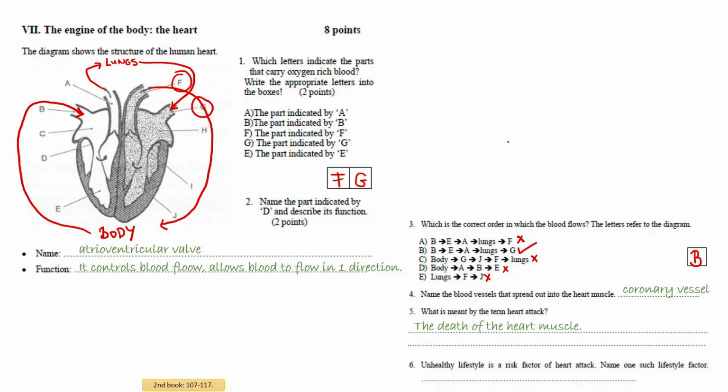Unhealthy lifestyle is a risk factor of heart attack. Name one such lifestyle factor. Now many things can be mentioned in here. I just mentioned smoking as one factor is needed, but if you check the key, you can see that alternative answers will also be accepted, like the lack of physical exercise or consumption of fatty food or uncontrolled permanent stress. So unfortunately all of these are contributing factors to this disease.